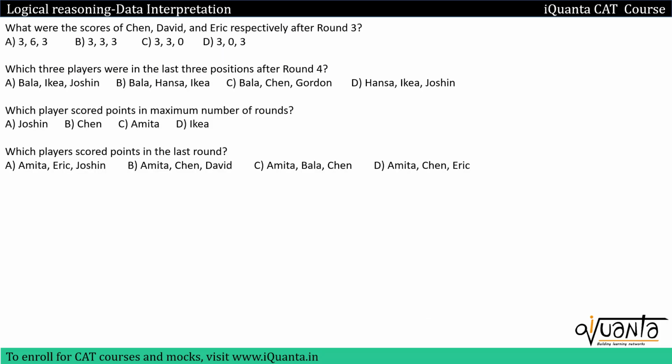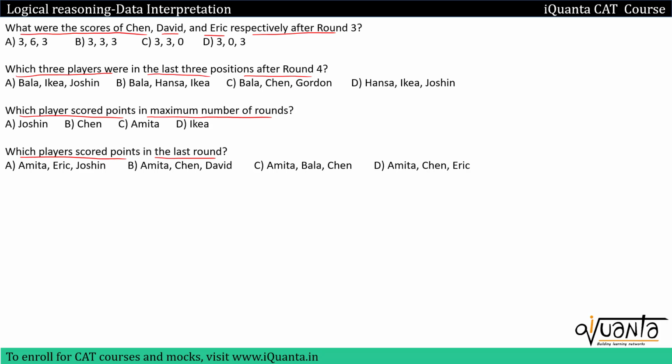When we read the questions, we have: what were the scores of Chen, David and Eric respectively after round 3? Which 3 players were in the last 3 positions after round 4? Which player scored points in the maximum number of rounds? And which player scored points in the last round? So for this, what do we need to find out? We need to find out the points of each and every player in every round. Then only we can answer these questions. So let us go to the next.